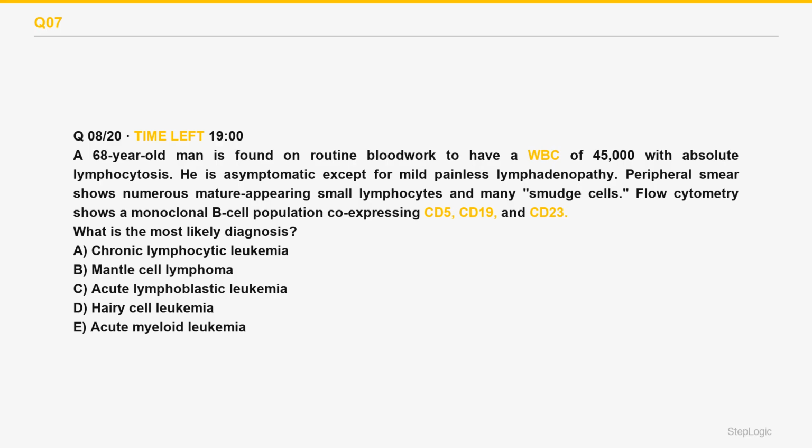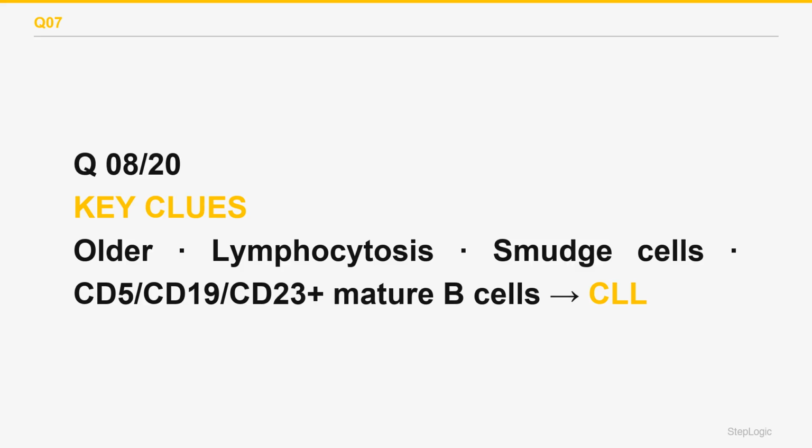Read the question. Most likely diagnosis: older adult, asymptomatic lymphocytosis, smudge cells, mature B cells co-expressing CD5, CD19, CD23. Chronic lymphocytic leukemia. Chronic lymphocytic leukemia is the most common leukemia in adults in the Western world, typically in patients over 60 and often discovered incidentally on routine blood work.